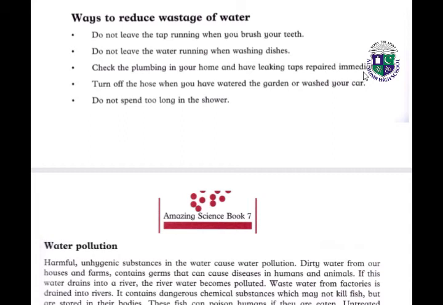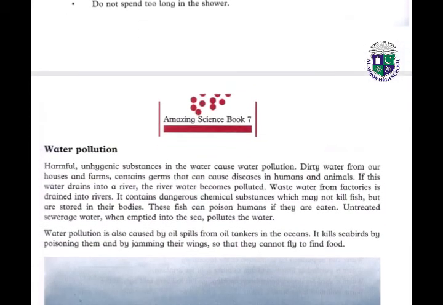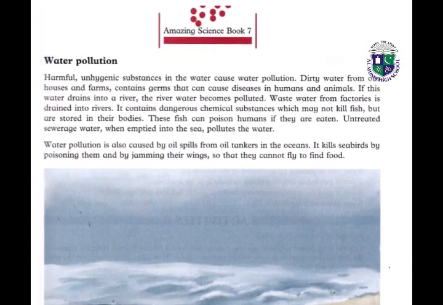If any tap in your house is leaking, have it repaired immediately so that water is not wasted. Turn off the hose when you have watered the garden or washed your car. Do not spend too long in the shower, as it will cause the wastage of water, and we can reduce it by adopting good habits.